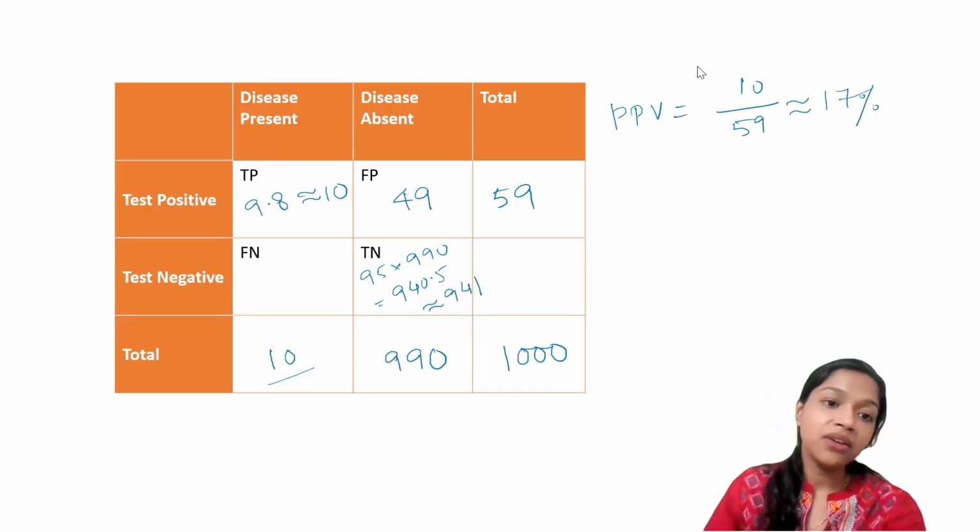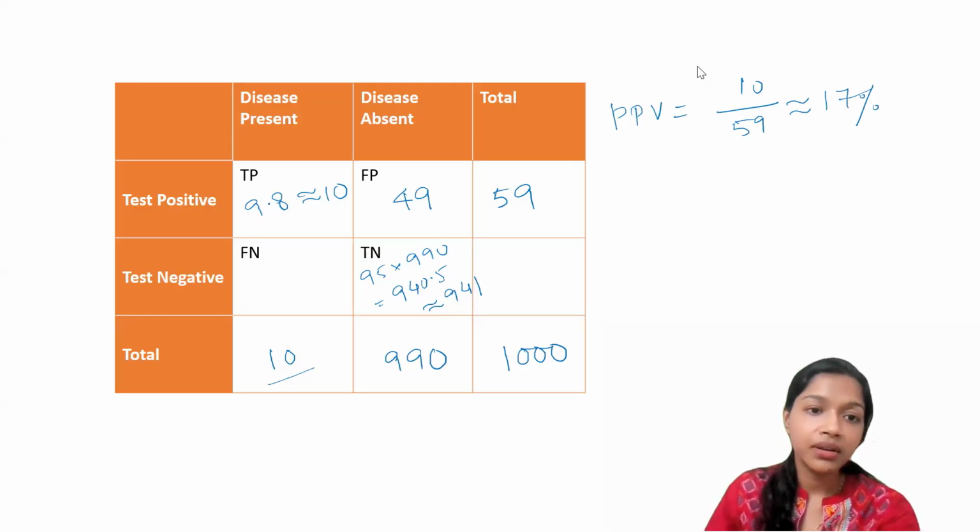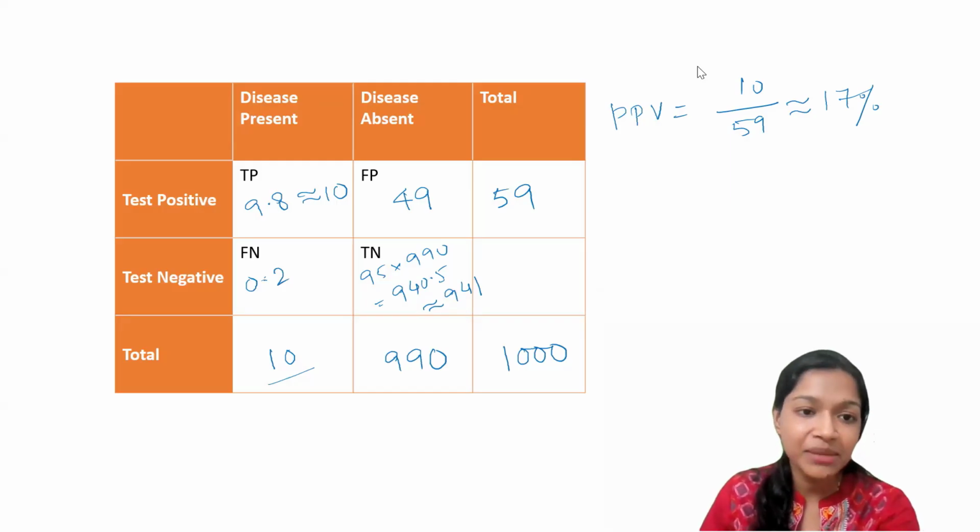17%. Now, let's calculate the negative predictive value. The false negative is going to be 0.2, that is 10 minus 9.8. So we can take it as roughly 0. Now, total test negative is 941.